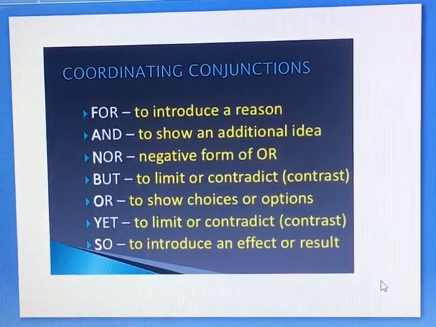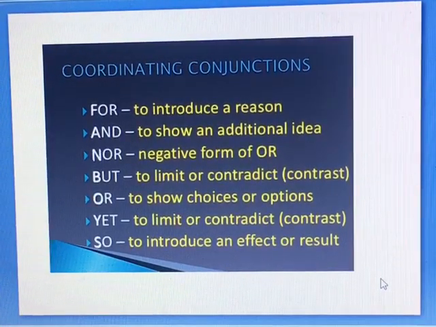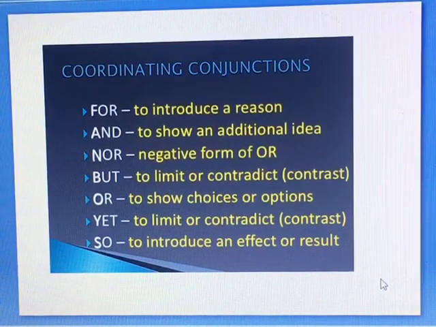But each of these coordinating conjunctions has a meaning and is used for a different thing. For is used to introduce a reason and to show an additional idea. Nor is a negative form of or. But is to limit or contradict, to contrast. Or is to show choices or options, yet is to limit or contradict, to contrast, similar to but, and so is to introduce an effect or a result.